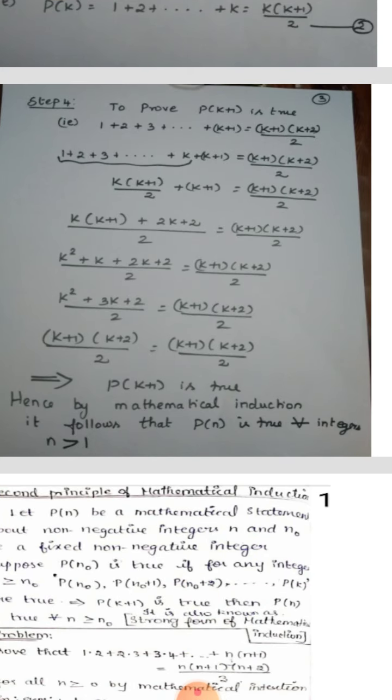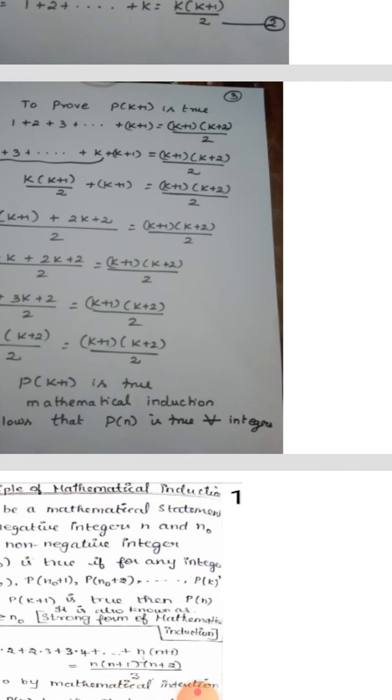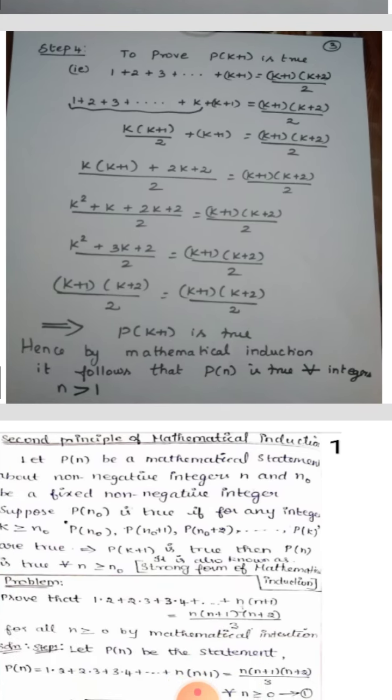Now taking the LCM on the left hand side. After taking LCM and solving, we get k square plus 3k plus 2 by 2 is equal to the right hand side. So the k square plus 3k plus 2, you have to factorize. We get the value k plus 1 into k plus 2 by 2. So see, both the left hand side and right hand side are equal. Therefore, P of k plus 1 is true.